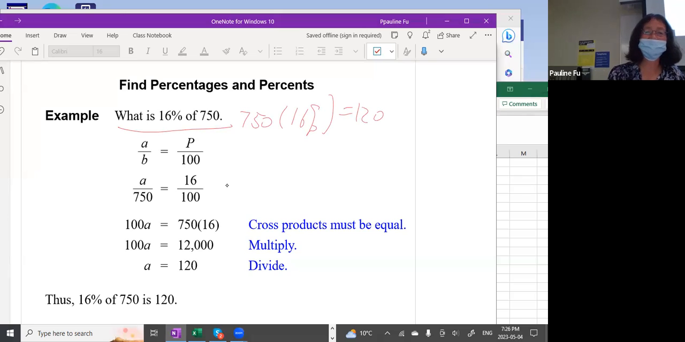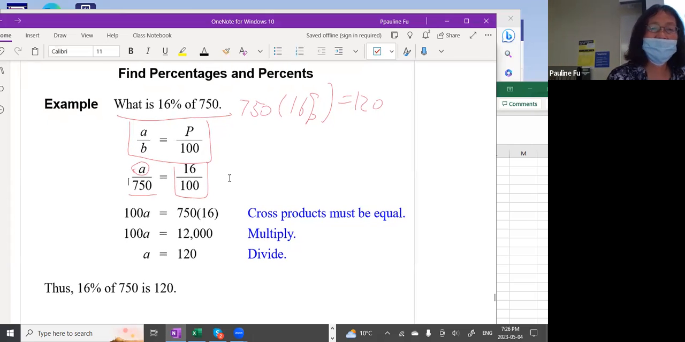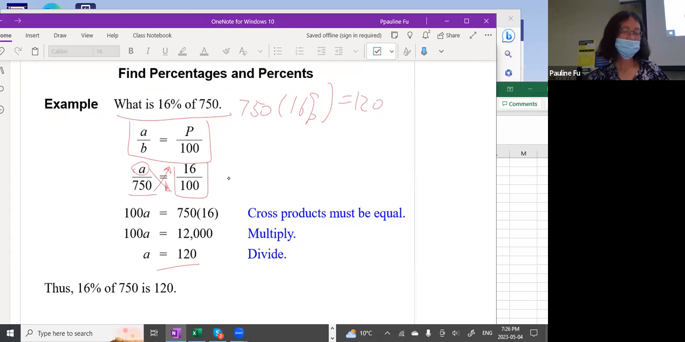Another way to do it, you use this formula, A over B equal to P over 100. You know P is 16. You know the base is 750, but you don't know this A. And then you use cross multiplication. 100 times A equal to 750 times 16. You get A equals 120. Any questions? Okay.